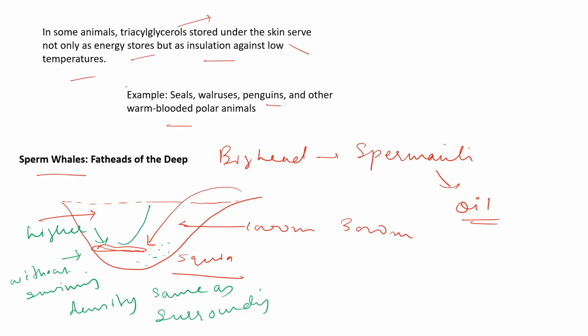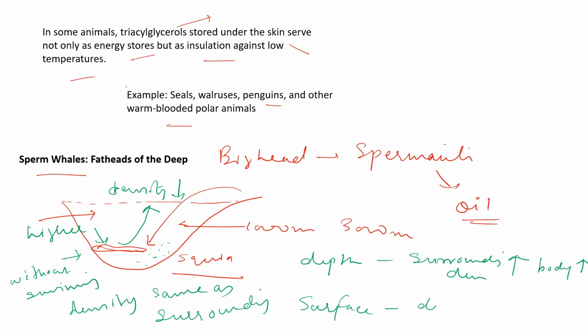Then again, when they come to the surface, the density of the body should decrease because the surface density is also low. At depth, the surrounding density is high and therefore their body density should also be high to match the surroundings. At the surface, the surrounding density is less and so their body density is also less. That means sperm whales have to change their body density according to the surroundings. They have to change it continuously.